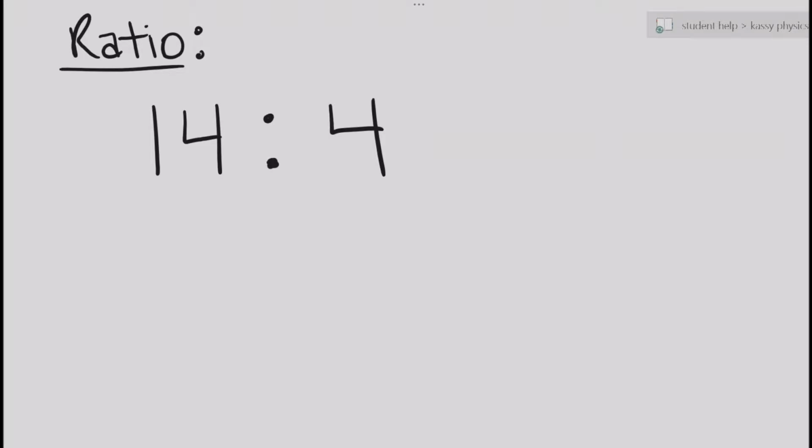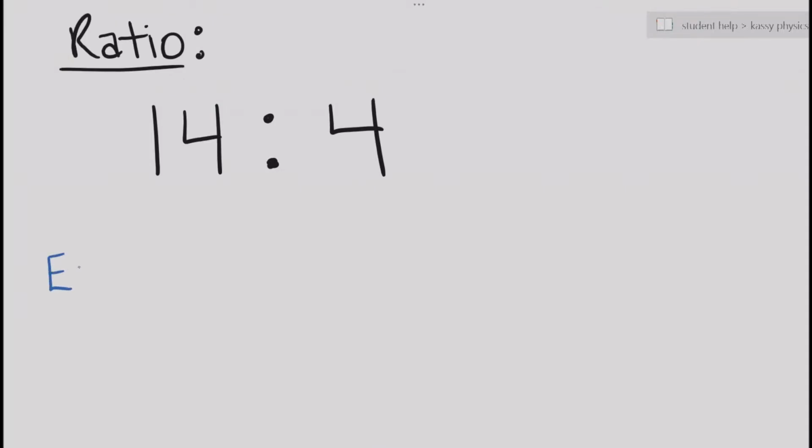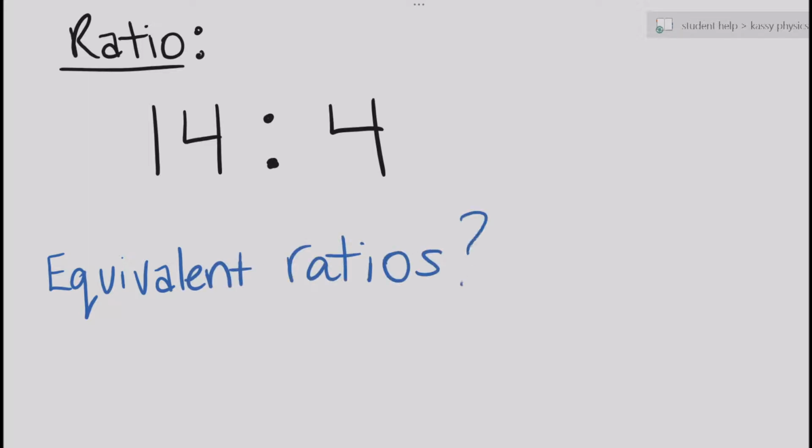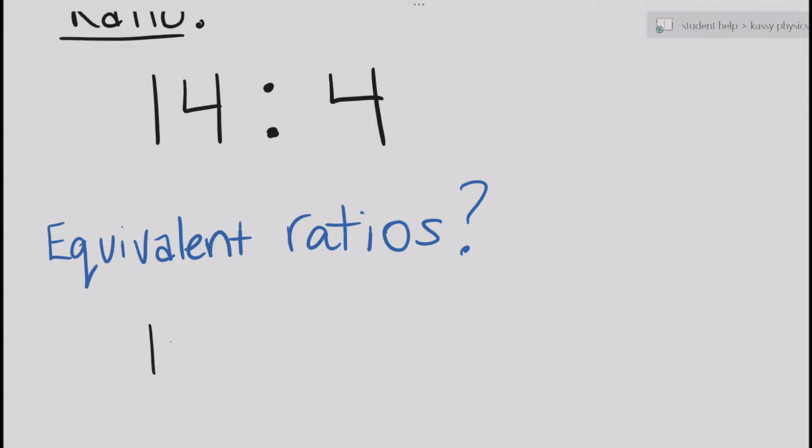So let's say we have a ratio like 14 to 4. What would some equivalent ratios be? Well, you can take the original ratio and multiply it by anything you want. And as long as you are consistent, as long as you do the same to each number, you haven't changed the ratio, even though you will have changed the numbers.